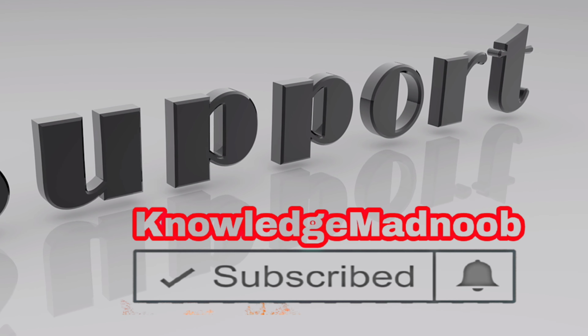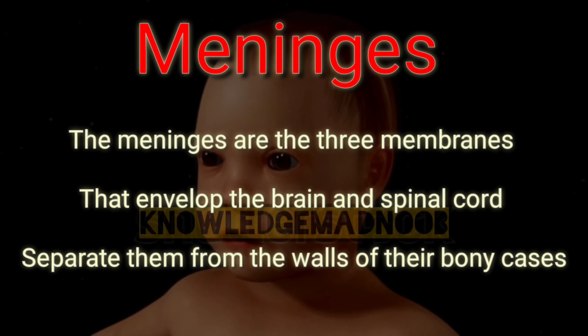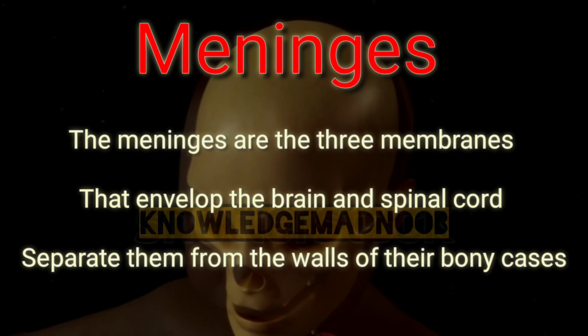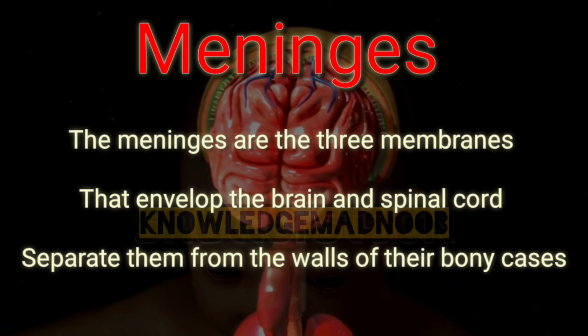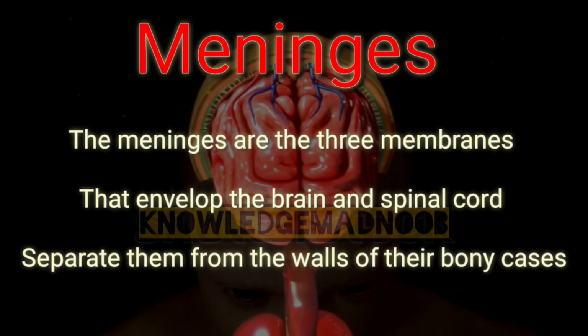So today, let me discuss meninges. The meninges are the three membranes that envelop the brain and spinal cord and separate them from the walls of their bony cases, especially the skull and vertebral column.